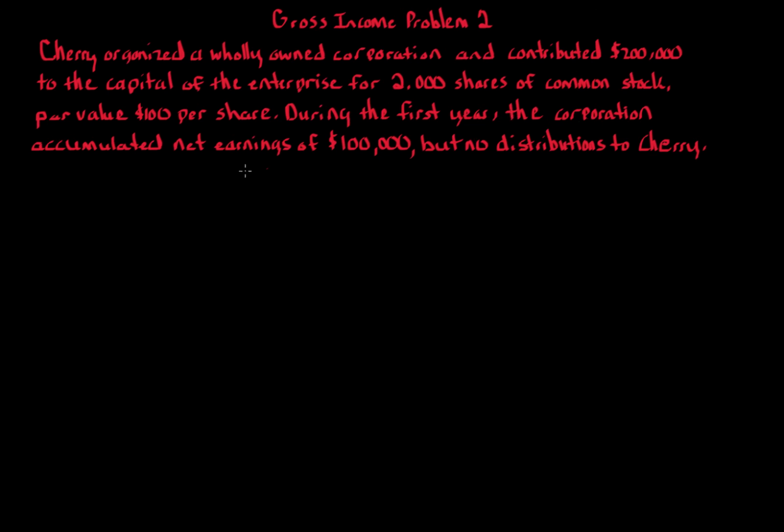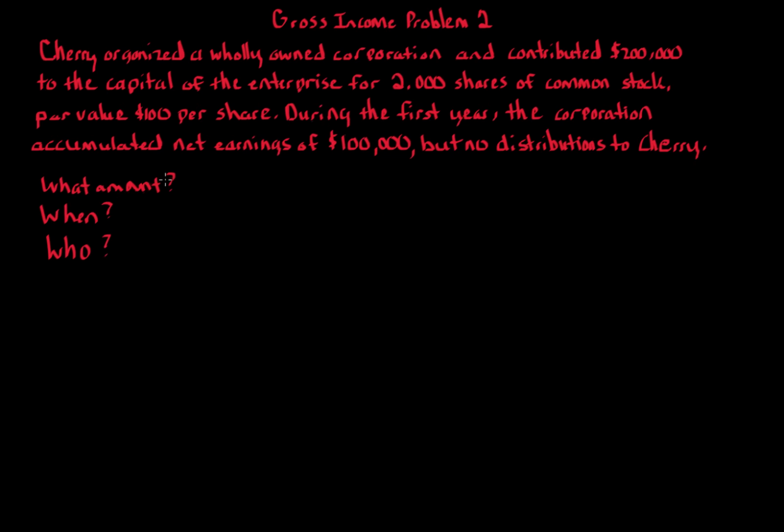During the first year, the corporation accumulated net earnings of $100,000, but no distributions were made to Cherry. Now, it's important to understand that if you've never dealt with corporations, corporations are separate legal entities, and they are separate from the owner, Cherry, under the actual law. Now, we're trying to examine if there's gross income. And remember that we go through our 5 questions, and of the 5 questions, when we're looking at gross income, we have to look at what amount of gross income, when there is gross income, and who has gross income.